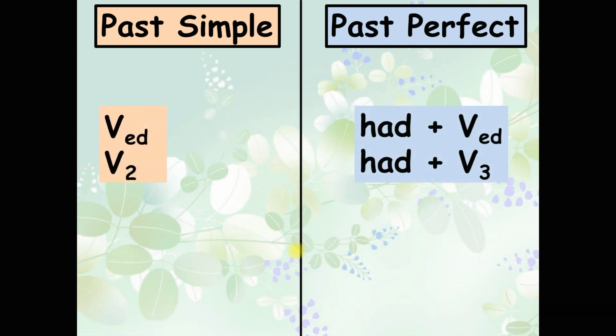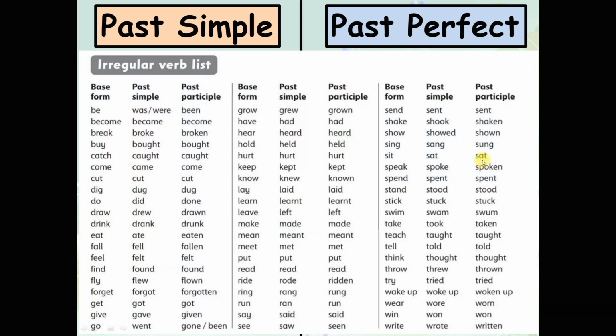The past perfect form will have two parts in it. It's the auxiliary verb had and the verb in the third form. The third form of regular verbs has the ending -ed at the end, or we use the third form in the irregular verb list. Here it is. It's often called the past participle here. For example, the past participle of catch is caught. The past participle of sit is sat. The past participle of think is thought.